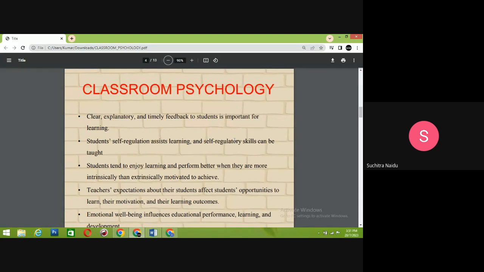talk to the student in a very polite manner without hurting their sentiments, because students have become very emotional post COVID, right? Then the next one, students tend to enjoy learning and perform better when they are more intrinsically than extrinsically motivated. So it has to come from within. As I told you, you have to generate that interest from within. Now, how do we generate this interest from within?